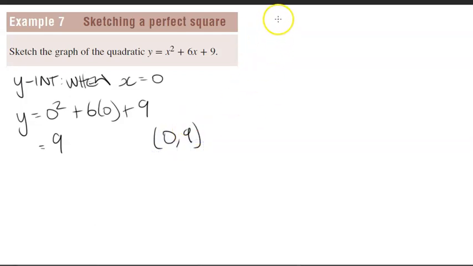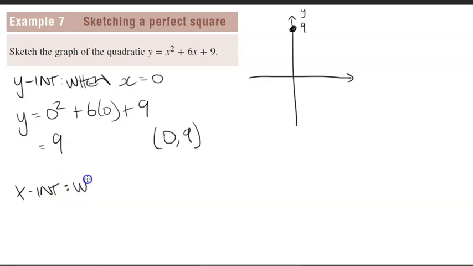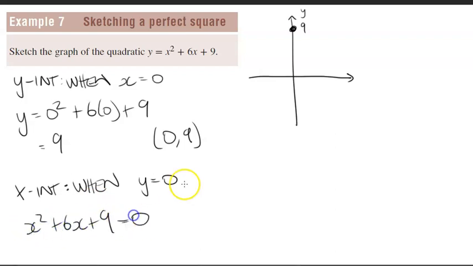So our first coordinate is somewhere around here, at 9. That's where our y-intercept is going to happen. And we don't know if we're going to have a graph that looks like that or like that. Alright, x-intercept. This is when y is equal to 0. So we're going to set x squared plus 6x plus 9 equal to 0.